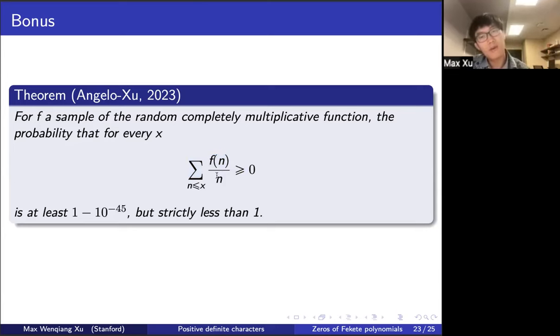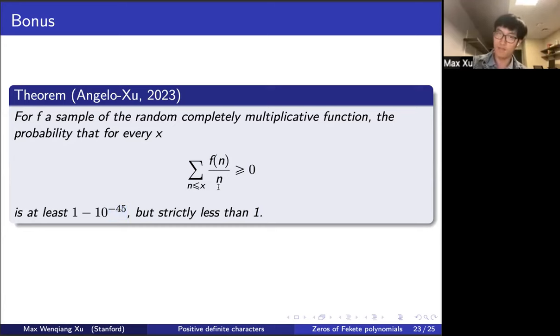It's actually quite surprising with this version, with the weight 1 over N, being positive definite is something very, very likely. The probability is something like 0.99999, but it's also strictly smaller than one. So it's an absolute constant smaller than one, but extremely close to one. And remind you, in our setting, the main topic of this talk, being positive definite is something very rare. That's something funny and different.